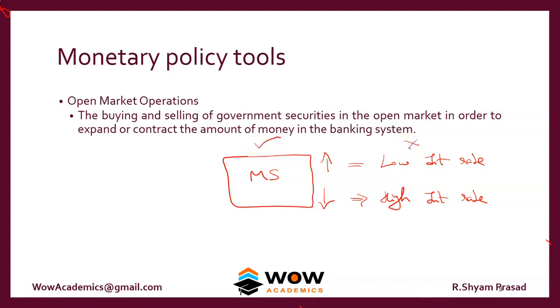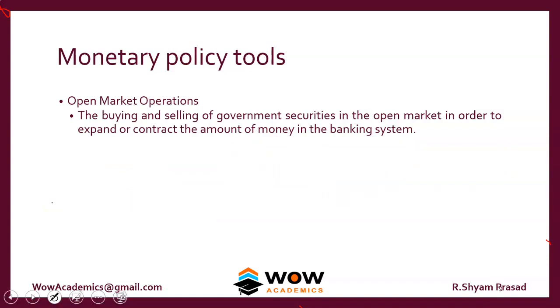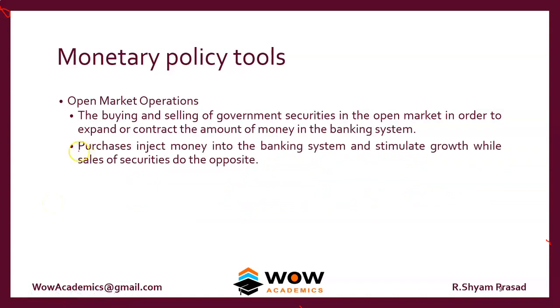So how do they do it? Take the central bank. The central bank sometimes buys bonds. By buying a bond, what would happen? The bond will move from the money supply market, and the cash will move from the central bank to the money supply. As the money supply is higher, that will lead to lower interest rate. So this is how it works. You can also put it on the other side, and you will get the high interest rate. Purchasing the bonds will inject money into the banking system. That will stimulate the growth, while the sale of securities does the opposite. We've just discussed how it works.